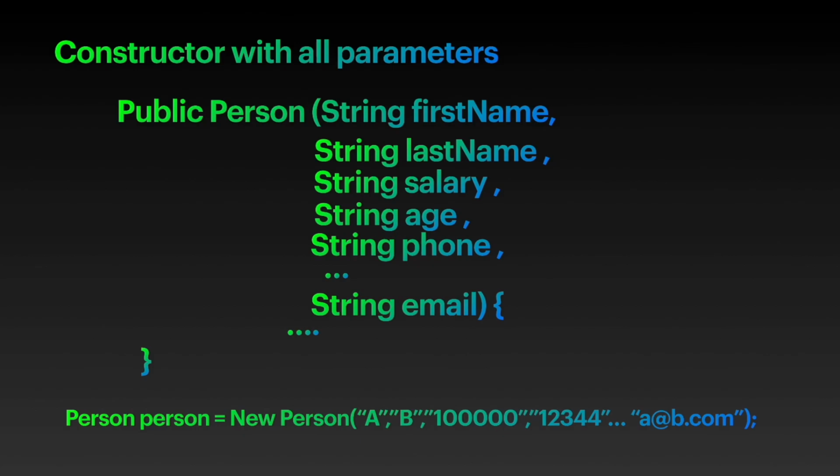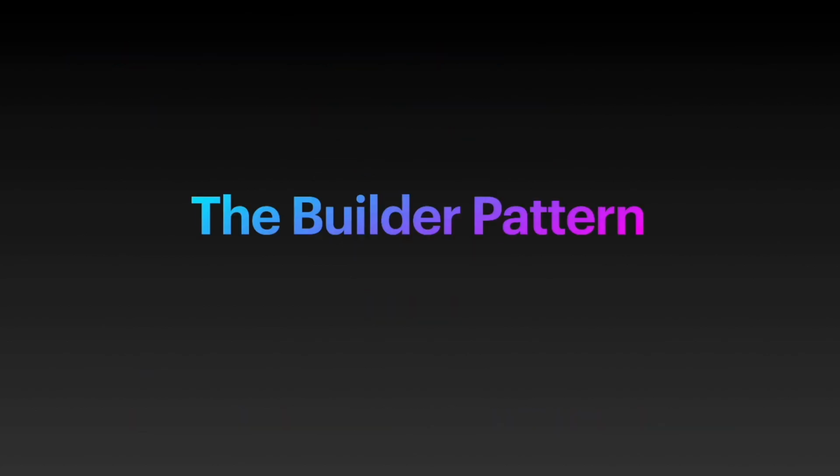So what's the alternative? The other option is to create a different constructor for all the different combinations, but this is not practical either. You will end up with a lot of different constructors, one for each combination, and that would be really hard to maintain and read, right? So another solution to this problem is the builder pattern.